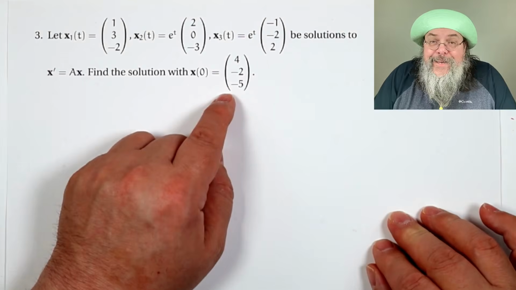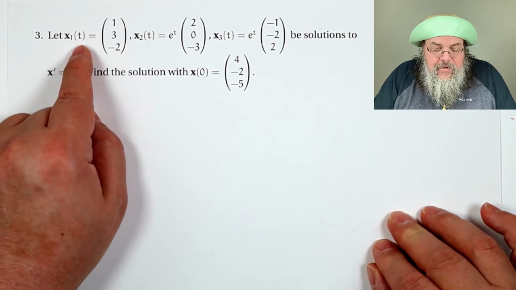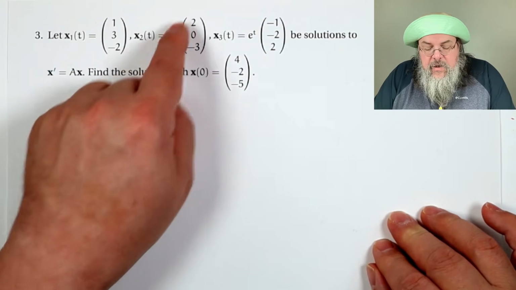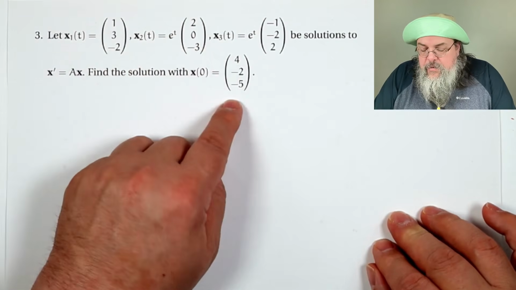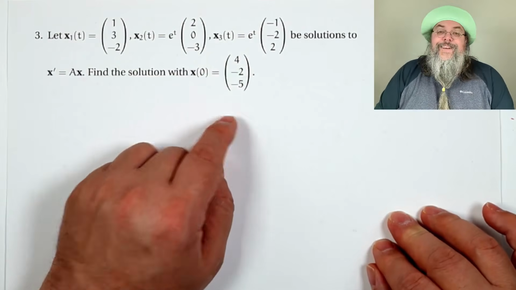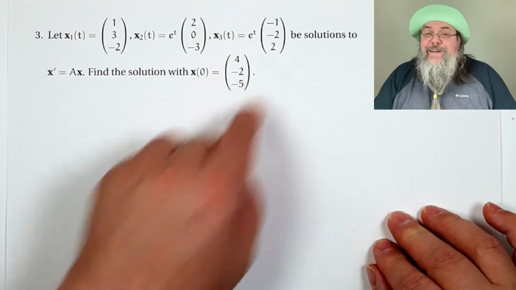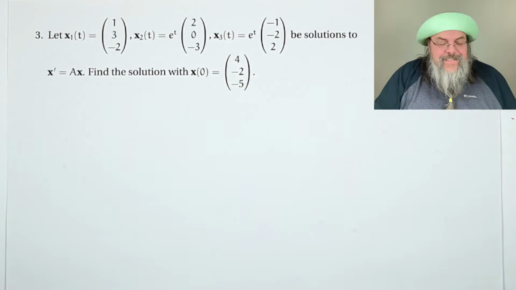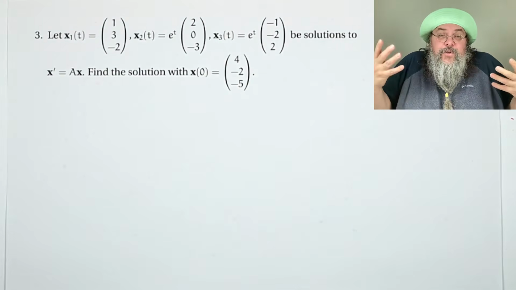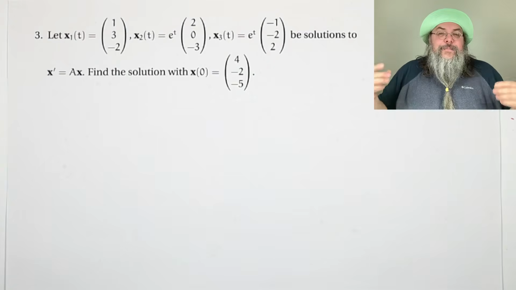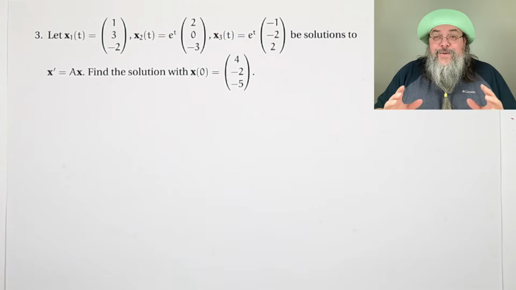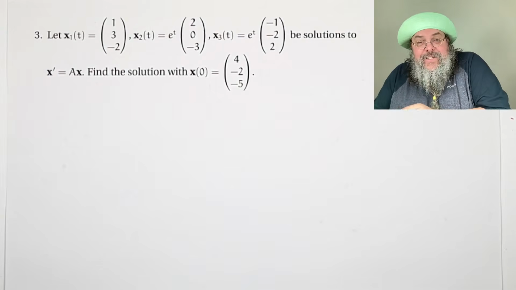Well, maybe we got lucky. Let's try it. Plug in 0 here: 1, 3, negative 2. No, that didn't work. Plug in 0 here: e to 0 is 1, so 2, 0, negative 3. No, no, no. Plug in 0 here: negative 1, negative 2, 2. No. Okay, so none of these are the right solution. Dang it. All right, so what do we do? We've got to find new solutions. But how do we find more solutions? We don't even know what A is, but we don't have to because we have existing solutions.